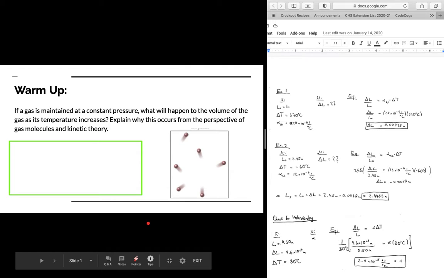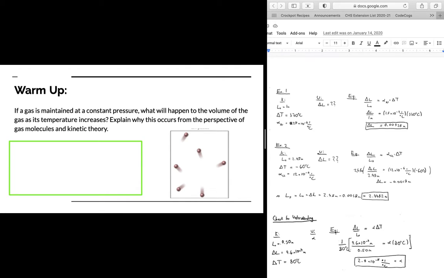We arrive at our last lesson for this unit, okay? So here's a brief warm-up question that ties into today's lesson, going all the way back to 6.1. If you're rusty on 6.1 or a bit shaky, you can use your notes to answer our warm-up question, okay? If a gas is maintained at a constant pressure, what will happen to the volume of the gas as its temperature increases? Explain why this occurs from the perspective of gas molecules and kinetic theory.